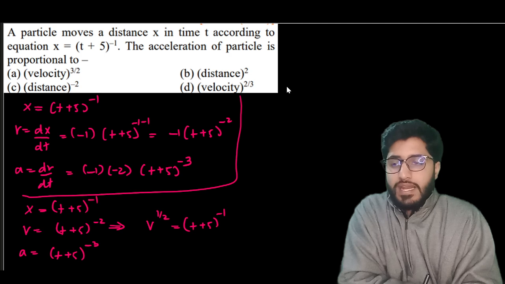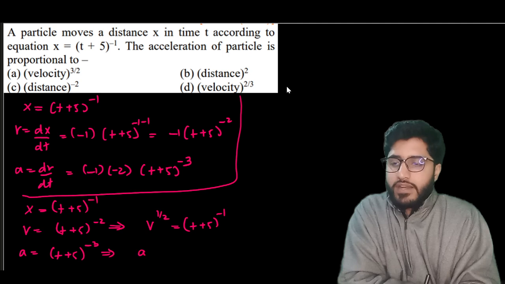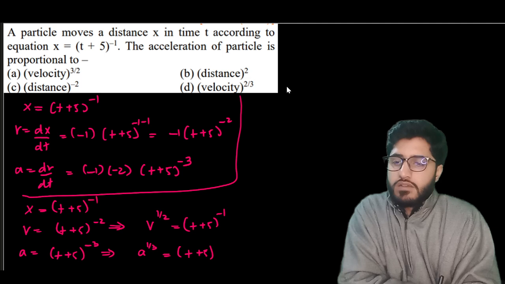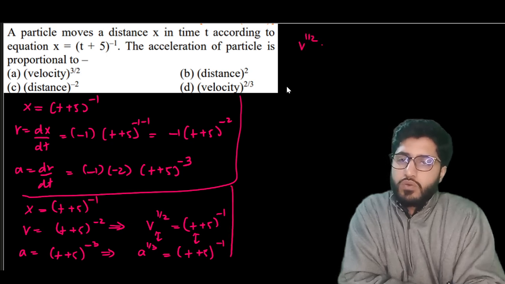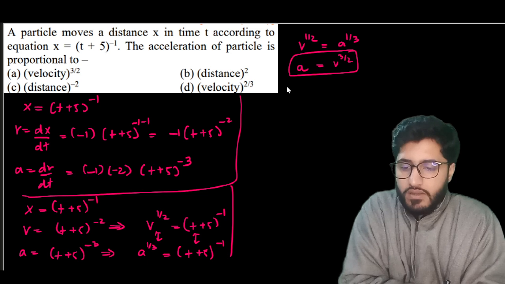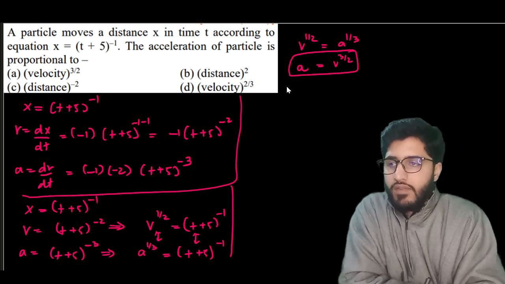So can I write one thing? I can write here that a to the power 1 by 3 equals (t plus 5) to the power -1. If these two are equal, we can equate them. Can I write then v to the power 1 by 2 equals a to the power 1 by 3? That means a equals v to the power 3 by 2. Acceleration is velocity to the power 3 by 2.